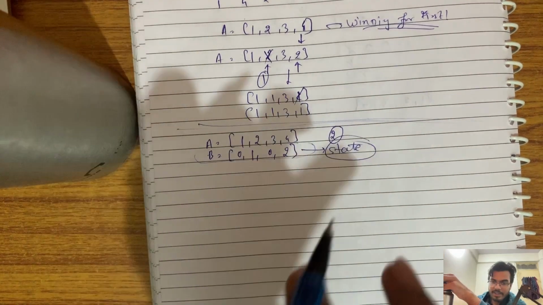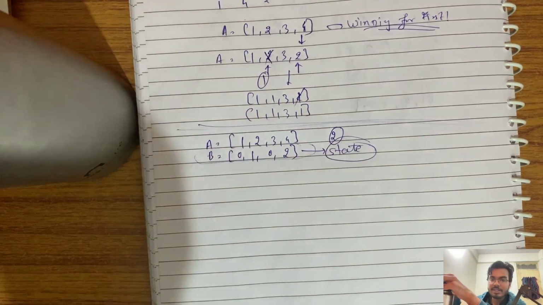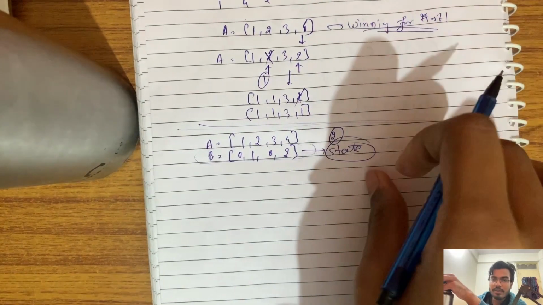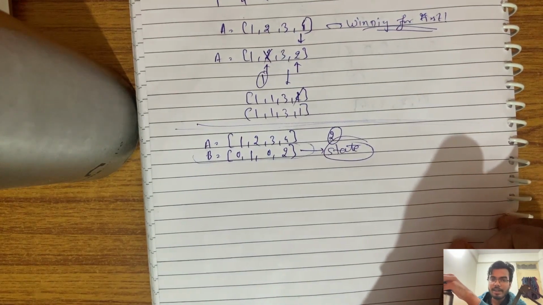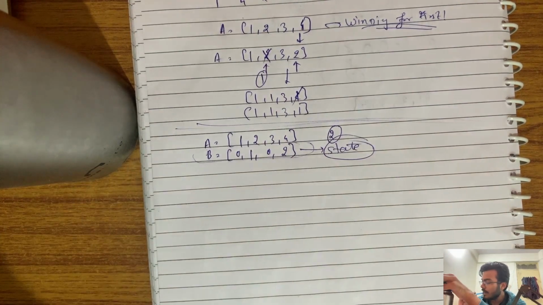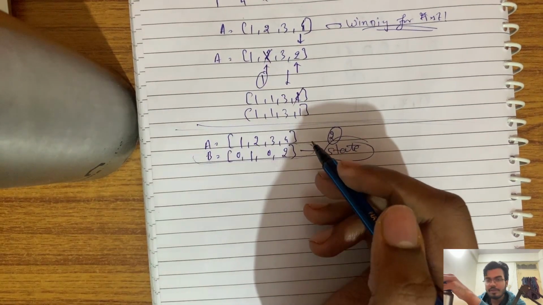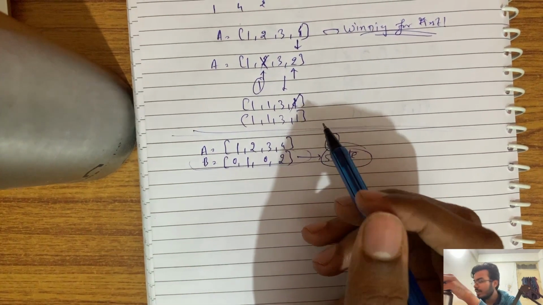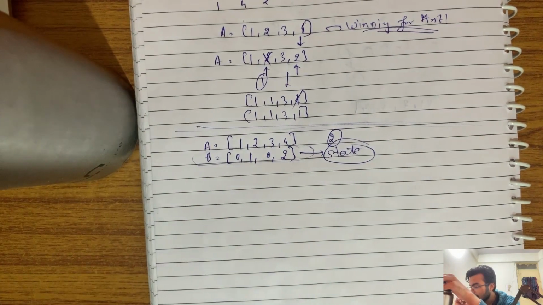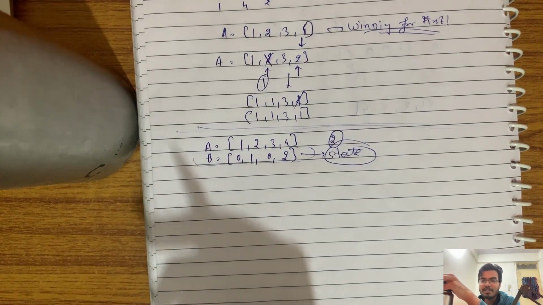Like, we are at this state right now, and we need to find out if this state is a winning state for the first player or a winning state for the second player, right? Now, if I am the first player, obviously, how is this a winning state or a losing state?